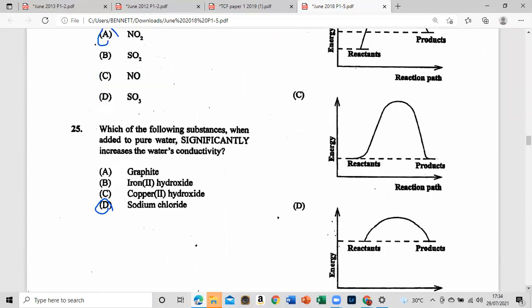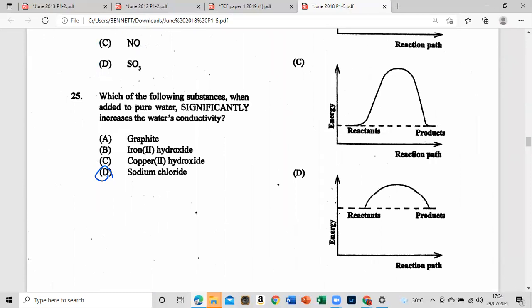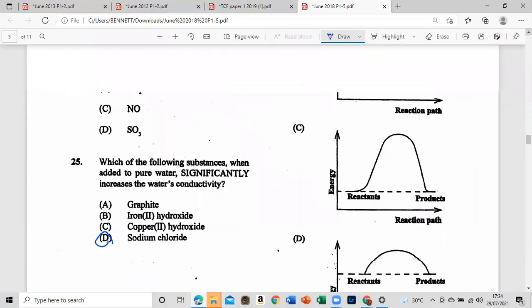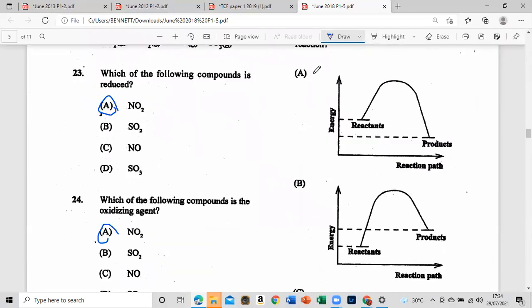Let's go up to the top. That is A. We did this earlier on another paper.